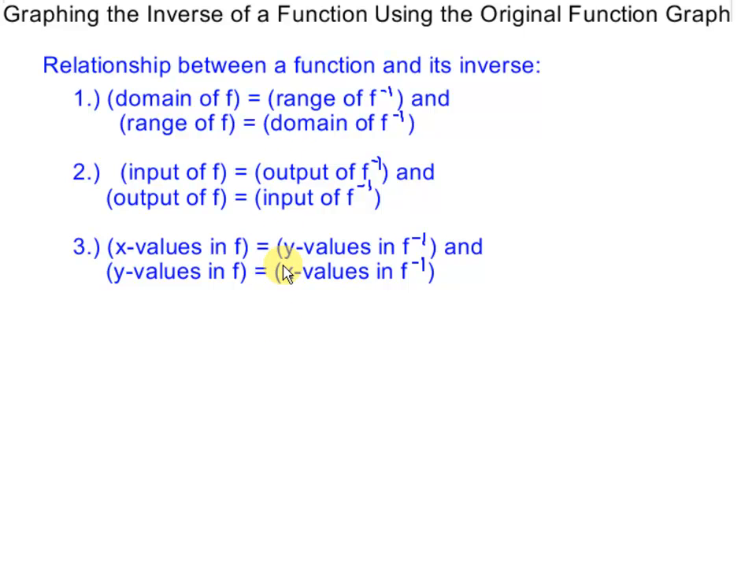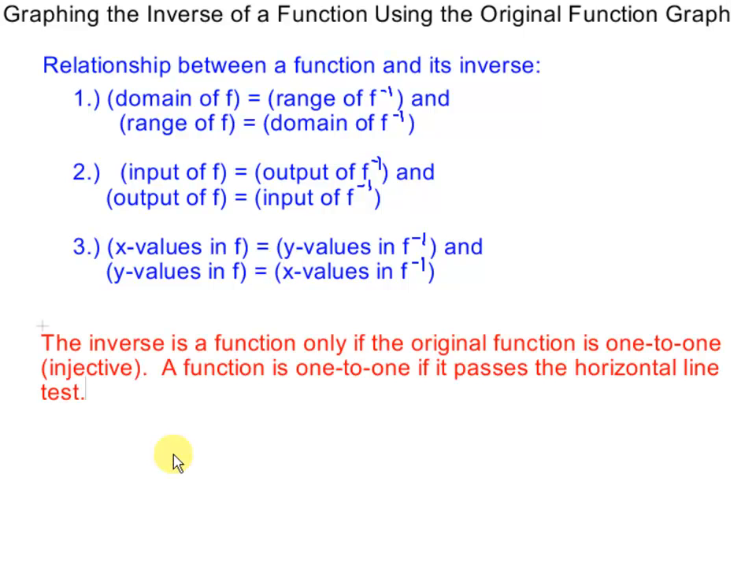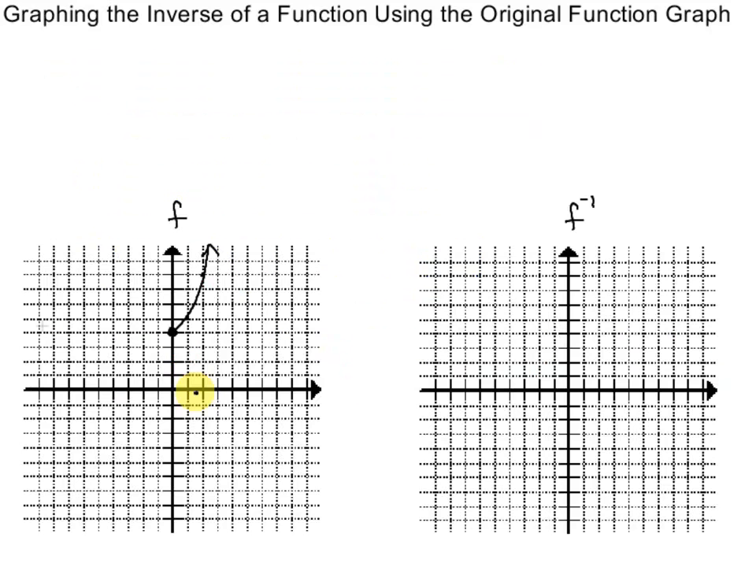One other thing I want to remind you of is that inverse functions are only functions if the original function is one-to-one or injective, and a function is one-to-one or injective if it passes the horizontal line test. So the functions we're going to be doing this for must pass the horizontal line test so that the inverse is actually a function. So here's an example of a function f that is injective because it passes the horizontal line test. It only hits at one point if you draw the horizontal line anywhere. It's injective, so we can consider its inverse.